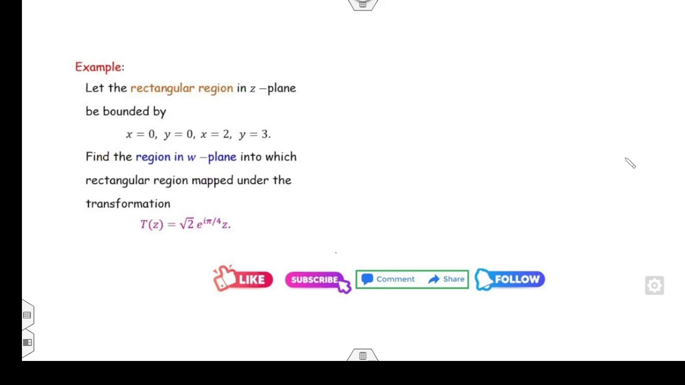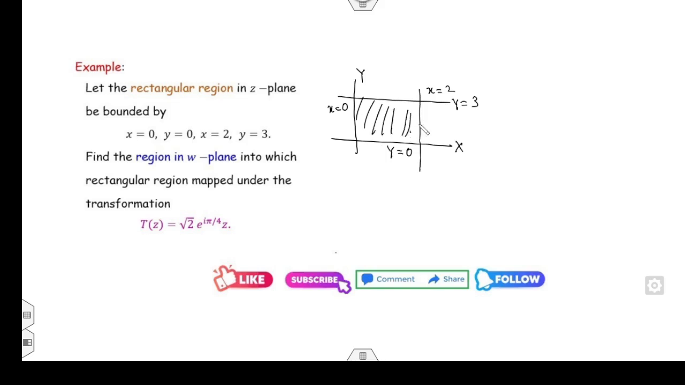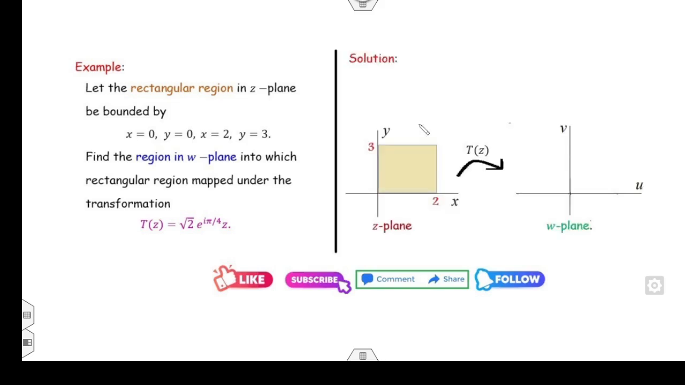Okay, look at this next one. Let there be a rectangular region in the xy plane. So can you draw the graph? Fine. This is my xy plane. x is equal to 0, y is equal to 0, x is equal to 2, y is equal to 3. So that means this is my region. Clearly, this region is a rectangle. Now if you use this transformation, again the answer will be a rectangle.